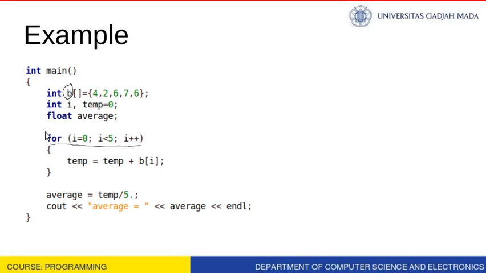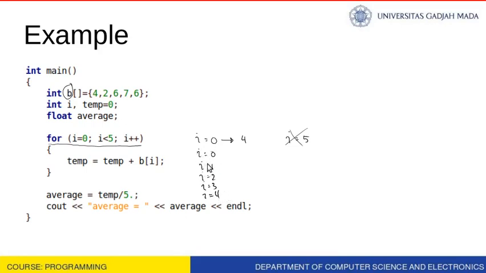Suppose in this example we use for, and this for starts from the index I equal to 0 until I equal to 4. Okay, this is from I equal to 0 until 4. When I equal to 5, this is false because it should be less than 5. So we have I equal to 0, 1, 2, 3, and I equal to 4.